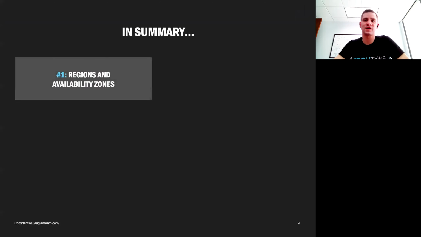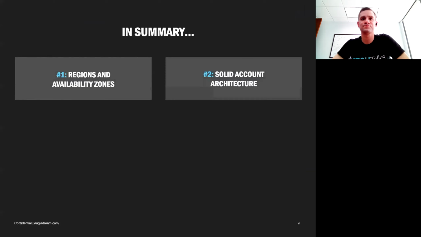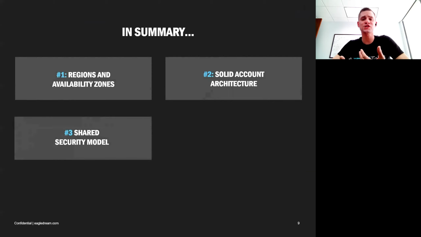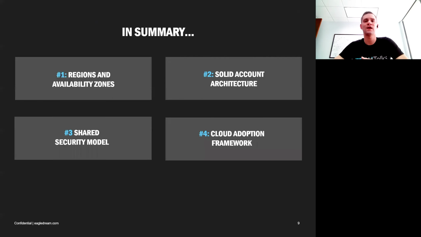So what did we talk about today? Just in summary, we talked about AWS's global infrastructure spread all across the world, very easy to spin up applications anywhere in the world at any point in time. We talked about account architecture, how it's very important as a key fundamental piece of any environment you spin up into AWS. We talked about the shared security model, who's responsible for what as it relates to security. And lastly, we talked about the cloud adoption framework for those businesses that are looking to start that cloud journey.